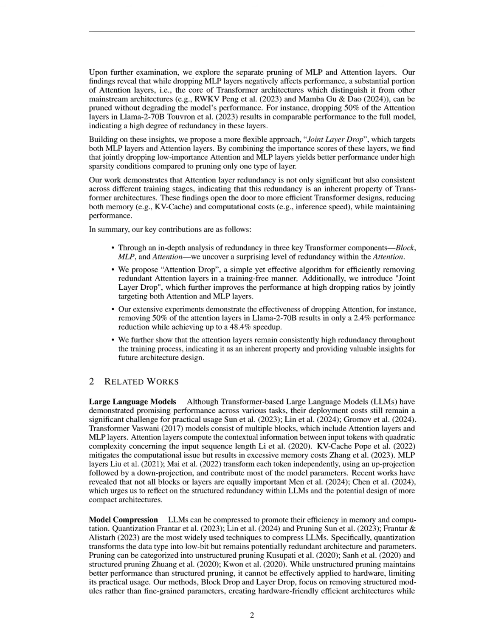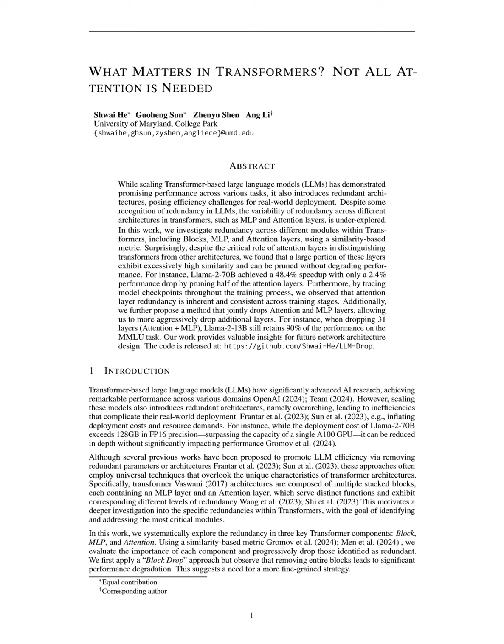The key theoretical benefit of our proposed methods, attention drop and joint layer drop, lies in their targeted approach to redundancy reduction, specifically focusing on the distinct roles of MLP and attention layers within transformer architectures. Unlike existing techniques that apply universal pruning strategies, our methods leverage a similarity-based metric to identify and drop redundant layers, resulting in a more efficient model without significant performance degradation.